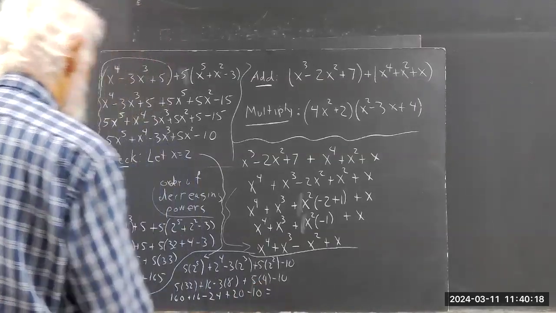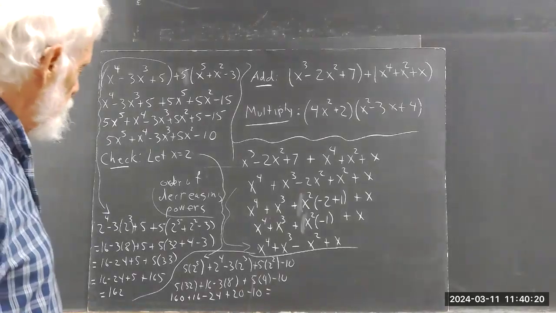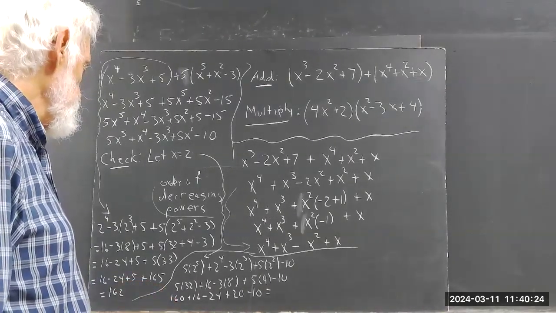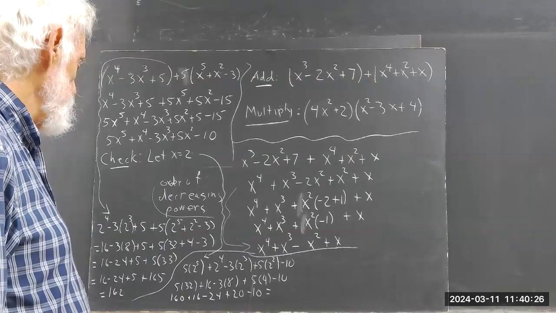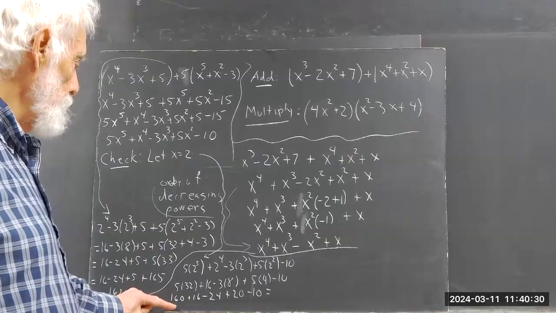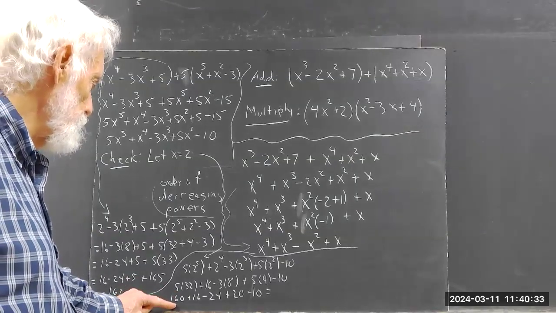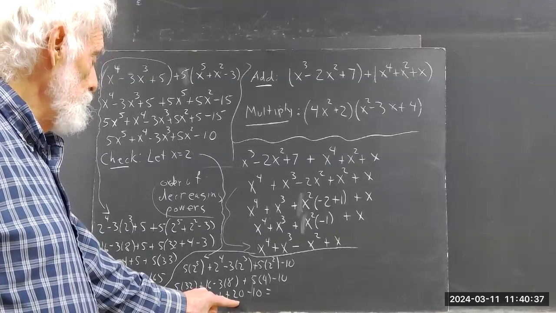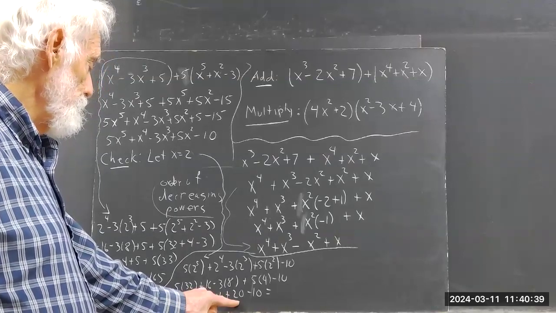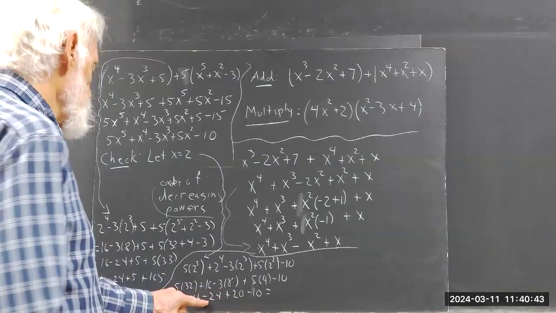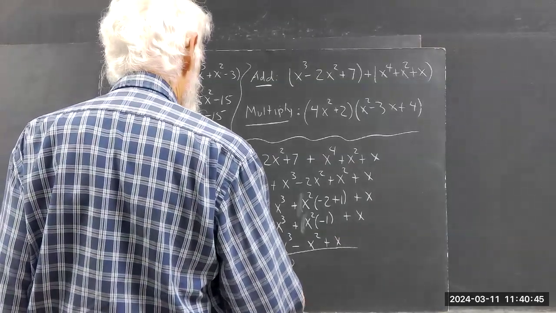And if this doesn't come out 162, I'm going to be a little bit upset, but not much because mistakes happen. And it doesn't come out 162, so I probably made an arithmetic mistake. Well, maybe it does. 160 and 16 is 176. Add 20, we get 196. Subtract 10, we get 186. Subtract 24, we do get 162.